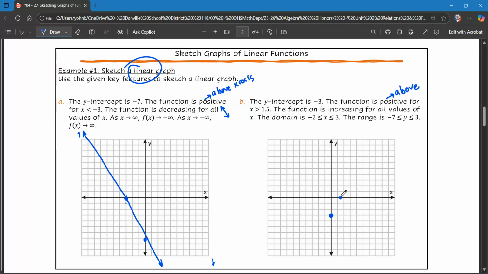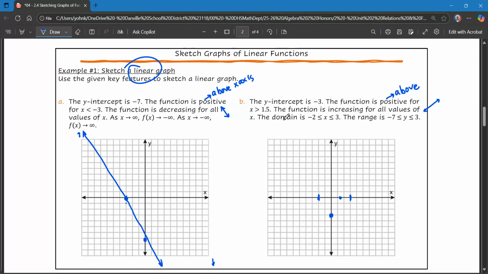So everything from this dot to the right is going to be above the x-axis. The function is increasing for all values of x. That means as we go left to right, the function is getting bigger. The domain is -2 less than or equal to x, less than or equal to 3. That means the only portion of the graph that I want to look at is between -2 and +3.